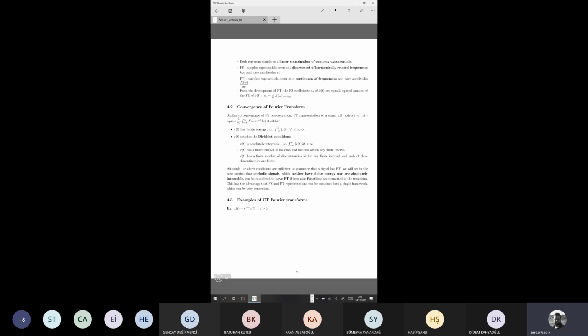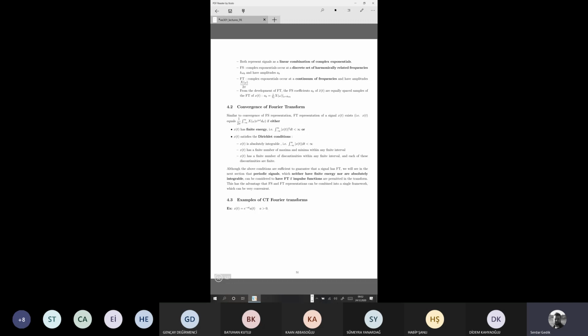In Fourier series, the complex exponentials occur at a discrete set of harmonically related frequencies. So you have k omega 0 and their amplitudes, a discrete representation. In the Fourier transform, complex exponentials occur at a continuum of frequencies. So you have a continuous representation in the frequency domain, with amplitudes X of omega over 2 pi.